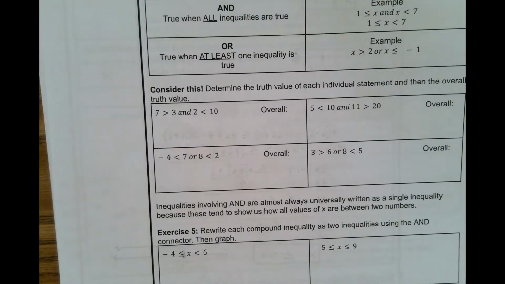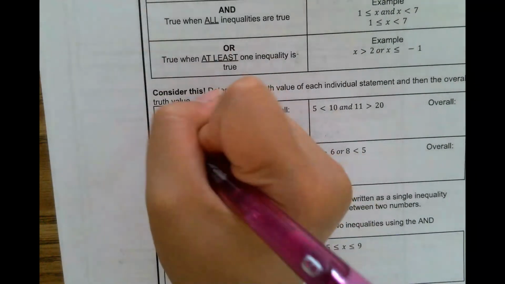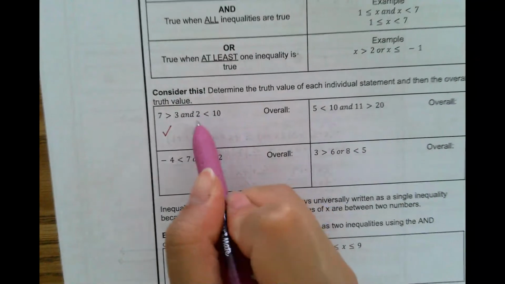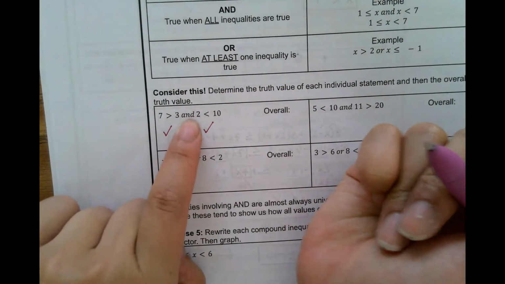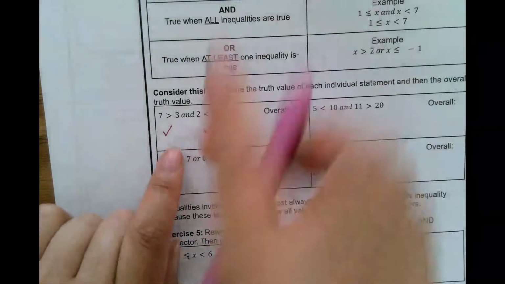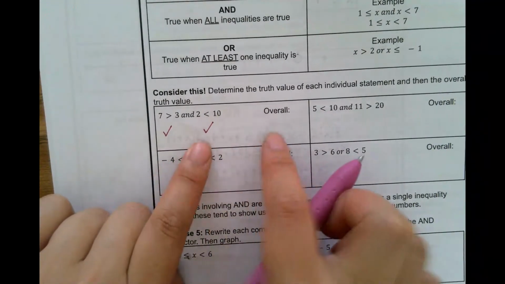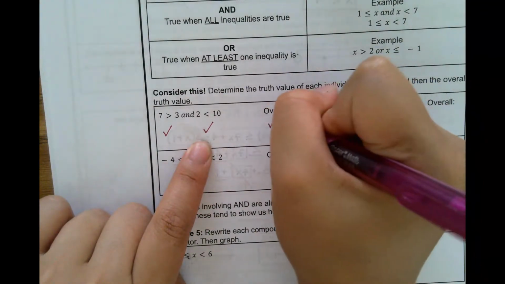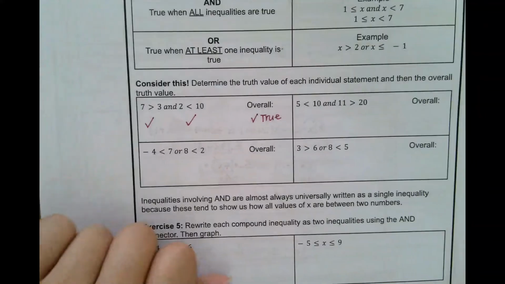So let's take a look at this, okay? So here, 7 is greater than 3. That is true. 2 is less than 10. That is true. So in order for an and inequality to be true, it has to meet both statements. So overall, this is true.